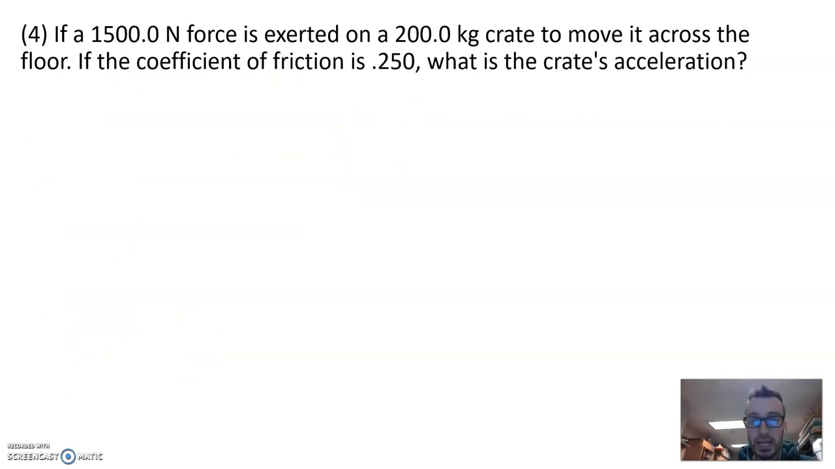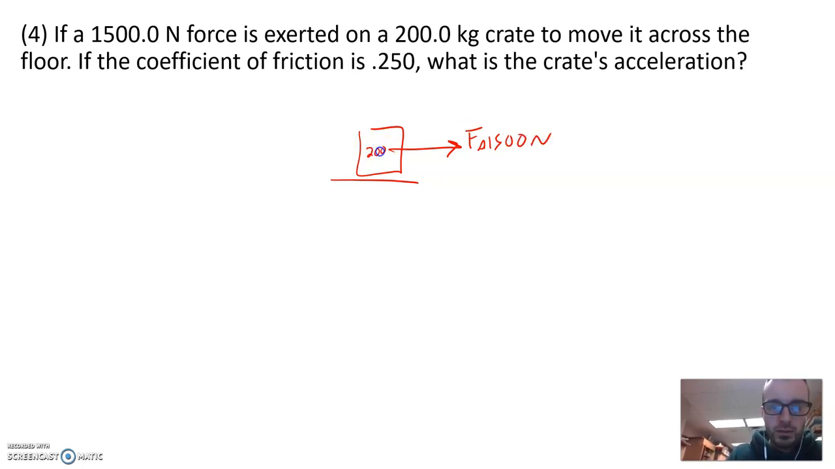Now, today I introduced this idea of accelerating with friction. This is a little bit of a new idea, so hang on tight for this one. If a 1500 newton force, our applied force here, is applied on a 200 kilogram crate, remember I told you guys you could write the kilograms inside the box to make sure you don't confuse it with the forces, and it is used to move across the floor. Since we're accelerating, I'm going to draw the force of friction arrow a little bit shorter, because if we're accelerating, the forces are unbalanced, and so FF is no longer equal to FA. This is where things get a little tricky, but let's see if we can handle it.